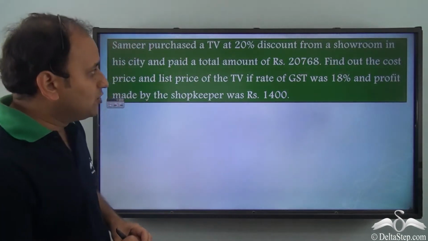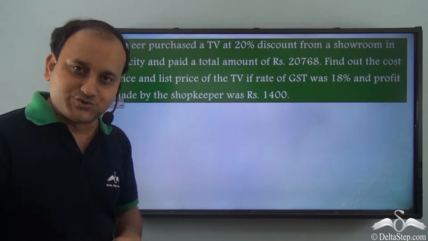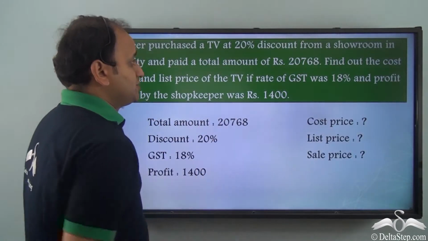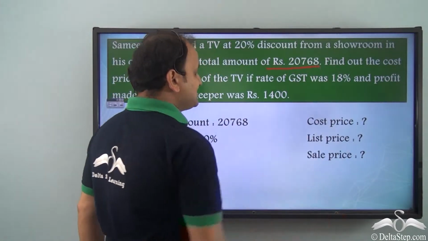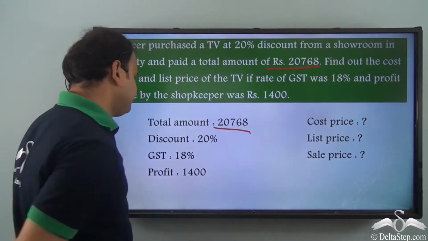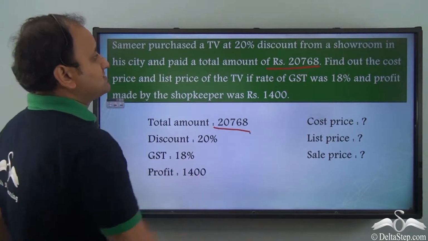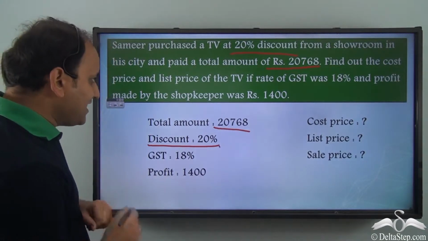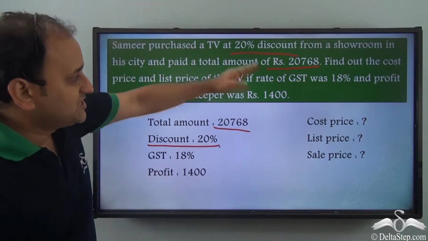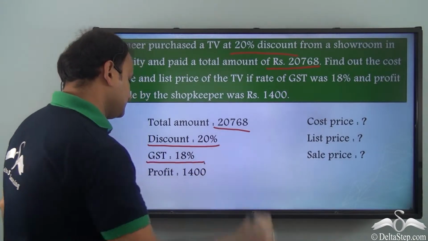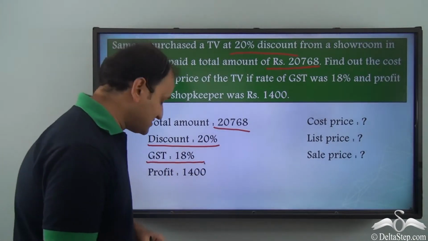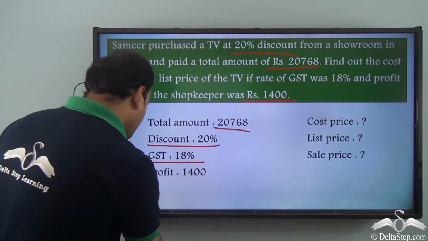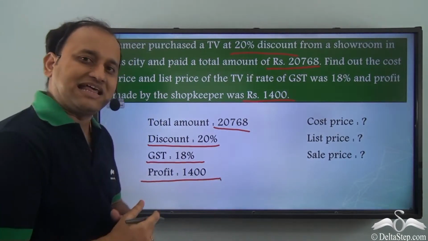So let's have a look at what are the things given to us. So we have the total amount 20,768. This is given to us. Also we know that the discount was 20%. So this is also given to us, and we know that the GST rate was 18%. This is another information given to us, and the profit made was 1400. So this is another information that we have.